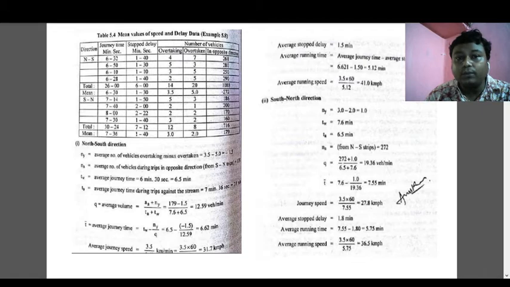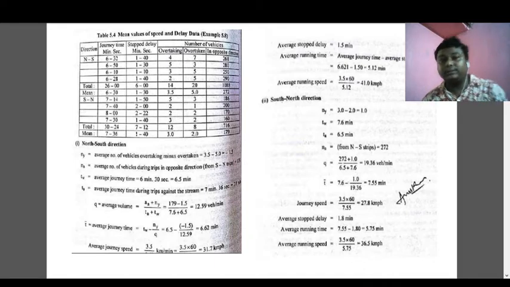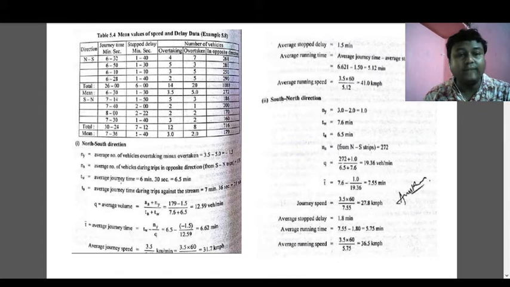The Na value will not be 272, it will be 179. If you see here, it is not properly visible, but it is written as 179. Next is Tw. Tw is the average journey time. You can find the average journey time as 6 minutes 30 seconds, which means 6.5 minutes.